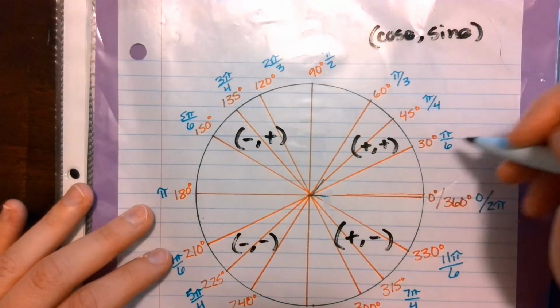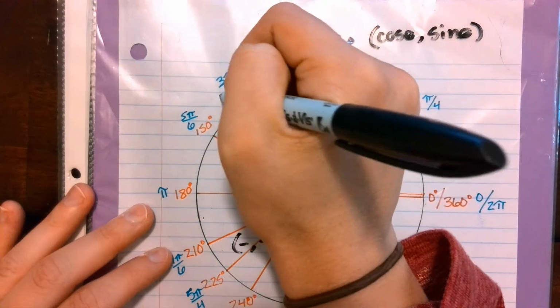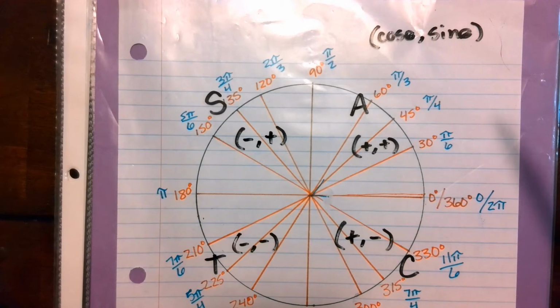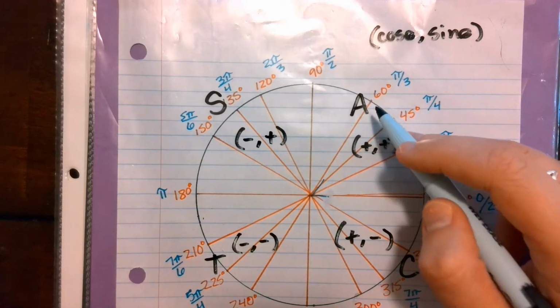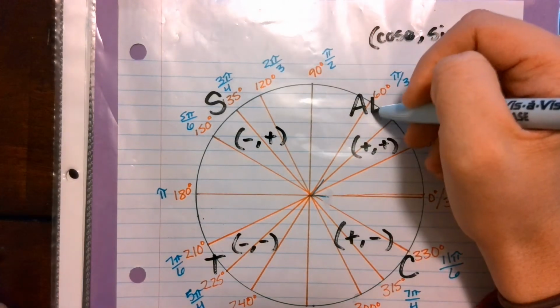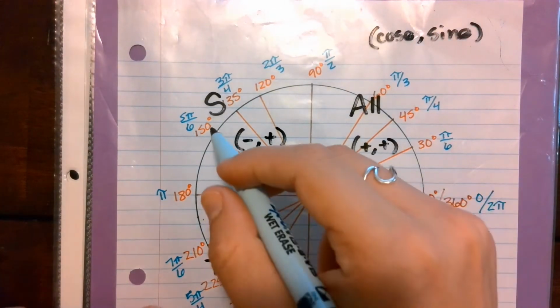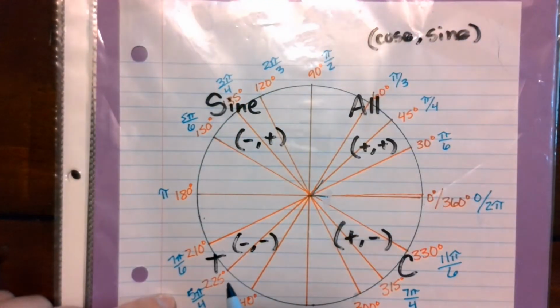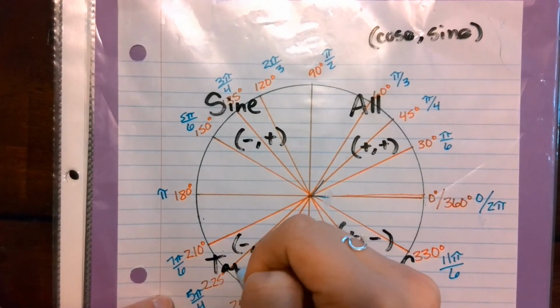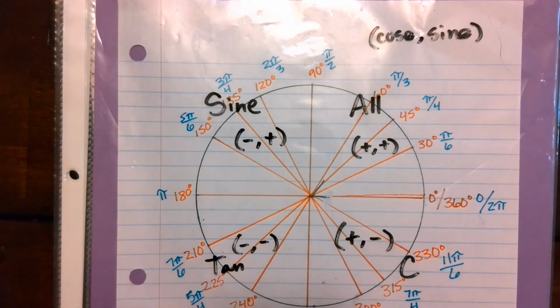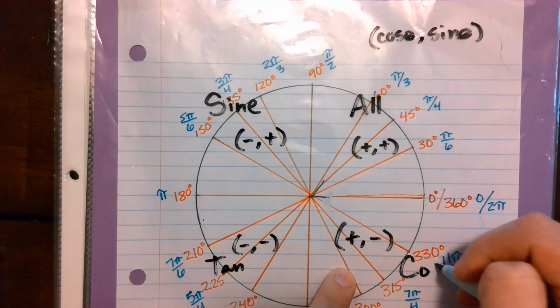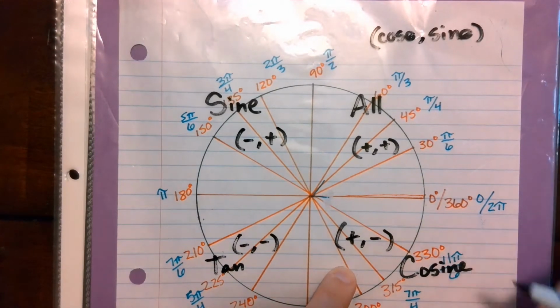But some people do use all students take calculus, which is just an acronym to help you with which function is going to be positive. So in the first quadrant, all of them are positive. In the second quadrant, only sine is positive. In the third quadrant, only tangent is positive, and this is just talking about sine, cosine, and tangent, by the way. And then in the fourth quadrant, only cosine is positive.